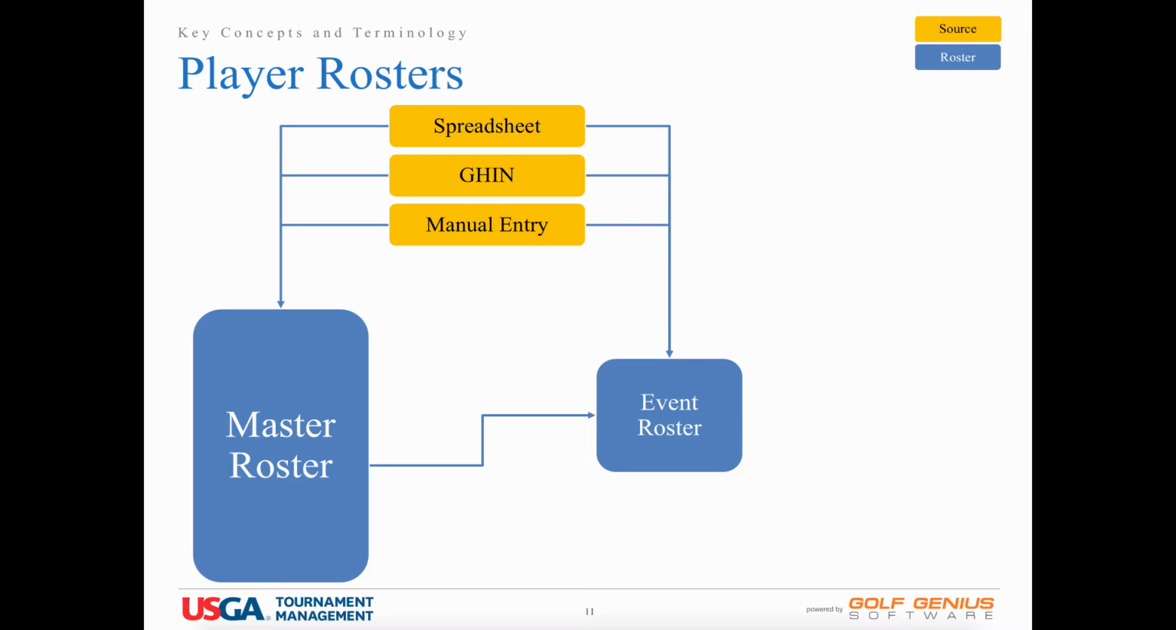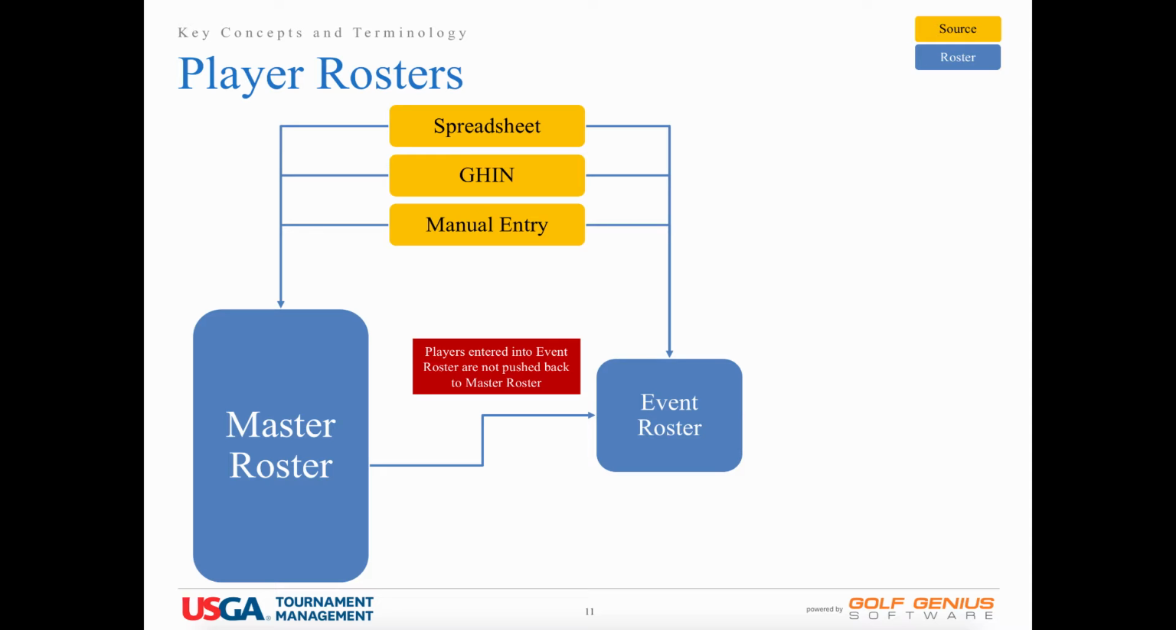Now, one thing you may note that's slightly different than the default setting in TPP is this arrow from the master roster to the event roster. I want you to particularly pay attention to the arrow. There is no arrow coming back from the event roster to the master roster. This is because there is no pushback of player information from the event roster back to the master roster.